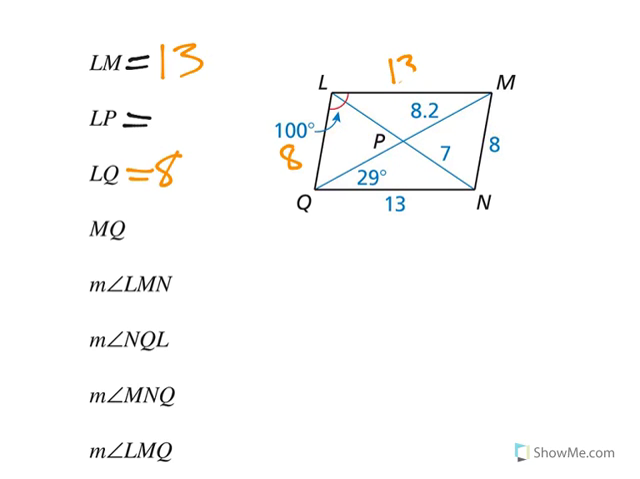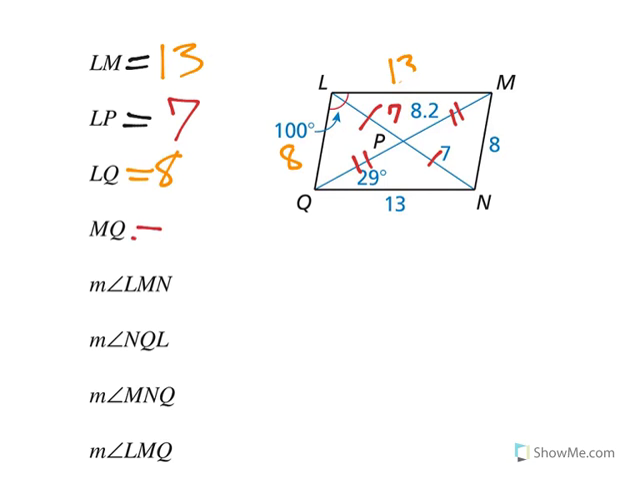LP is part of our diagonal. P is the intersection of both diagonals. Remember that we said our diagonals bisect each other. So if we have P in the middle, it's going to be the midpoint of both those lines. So LP is going to be the same length as PN, and QP is going to be the same length as PM. So LP is the same length as PN, and since PN is 7, that means LP would be 7 as well.